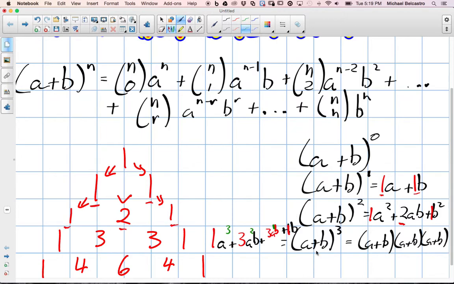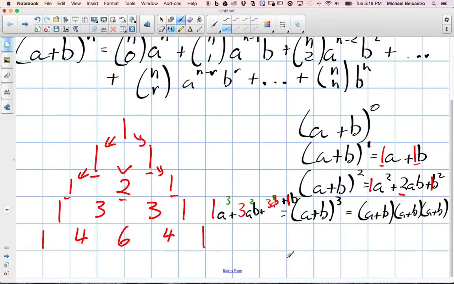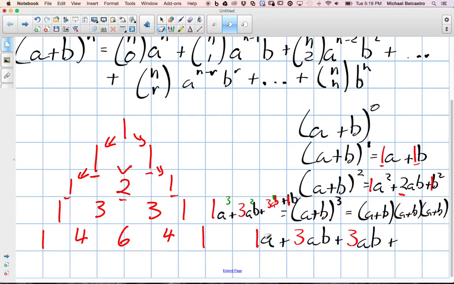Okay, and you know what? I'm going to write it down here just so it's easier to see. We have 1a plus 3ab plus 3ab. I was getting too cramped in there. Plus 1. And actually, I'm going to write ab for all of them, just to show you this concept of how it's really being built. 1 ab. So you can always write it like this. And then 1 ab again.